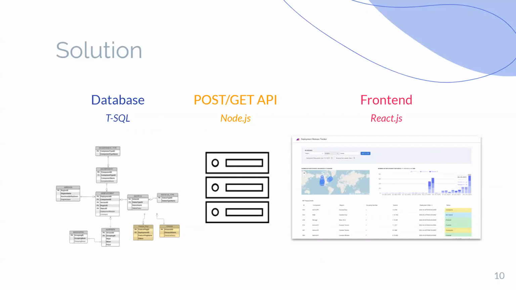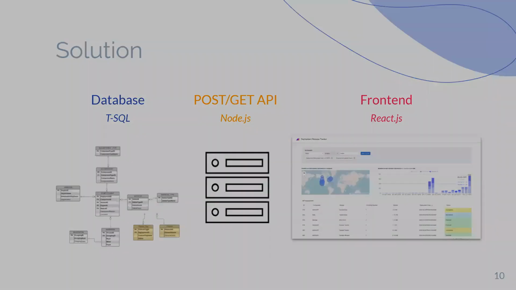So for our solution, we first developed a backend relational database to track all of our deployment data. And then we have an API that connects our backend relational database to our front-end web application that Amanda will talk more about in our demo video.